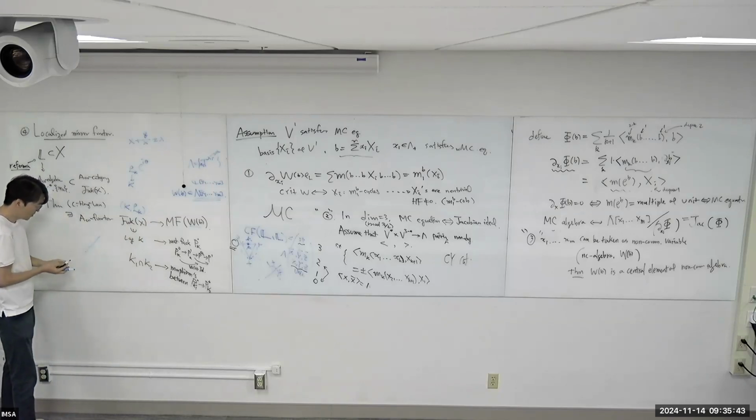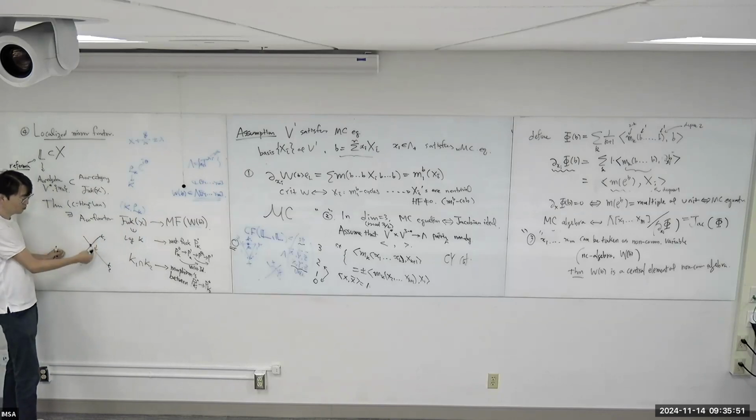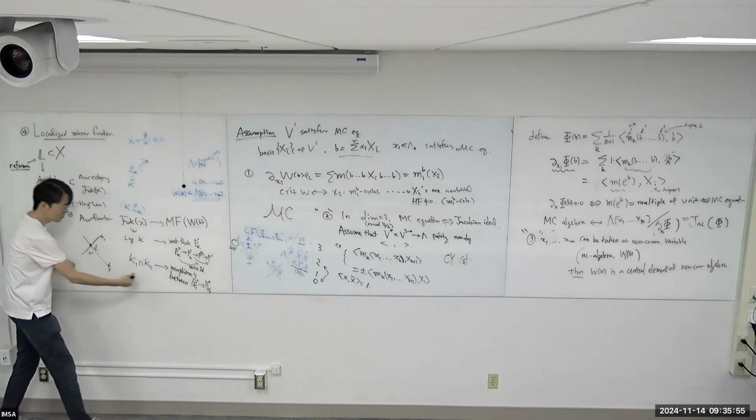So when two Lagrangians intersect, there's some orientation. So there are two morphisms. This intersection can be interpreted as two morphisms. So this morphism will give this map. The other morphism will give the other.